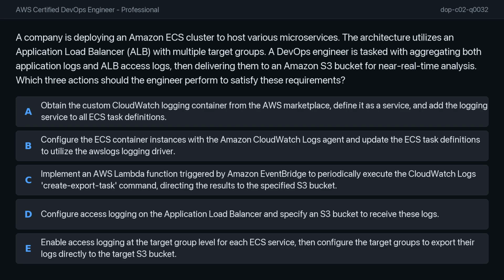Option C. Implement an AWS Lambda function triggered by Amazon EventBridge to periodically execute the CloudWatch Logs create-export task command, directing the results to the specified S3 bucket. Option D. Configure access logging on the application load balancer and specify an S3 bucket to receive these logs. Option E. Enable access logging at the target group level for each ECS service, then configure the target groups to export their logs directly to the target S3 bucket. This question focuses on how we manage logs in containerized environments and how those logs are routed to central storage for analysis.